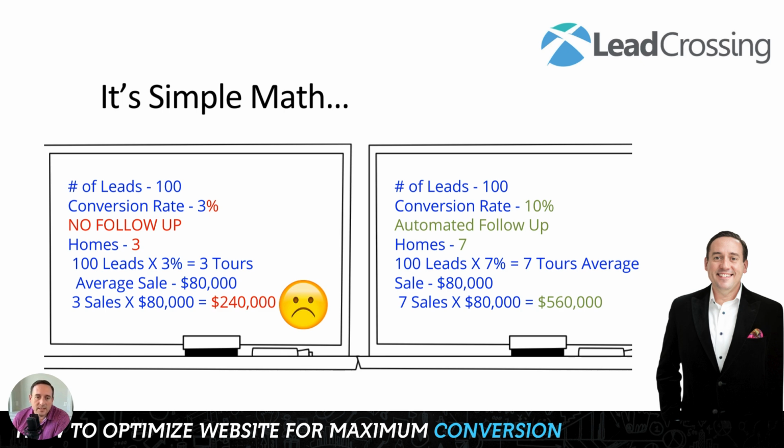So again, it's simple math. We look at 100 leads coming in, a conversion rate from 3% currently to a conversion rate that uses automated follow-up, and it pushes it to 10%. That leads to 4 additional home tours. You're doubling your revenue simply by improving that conversion rate.